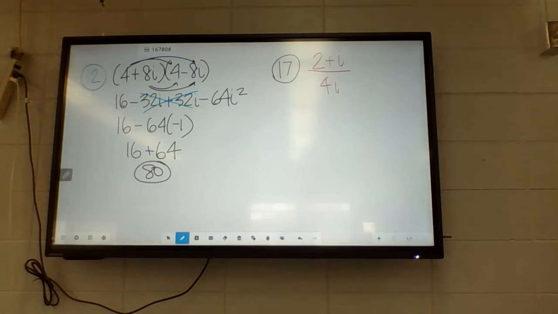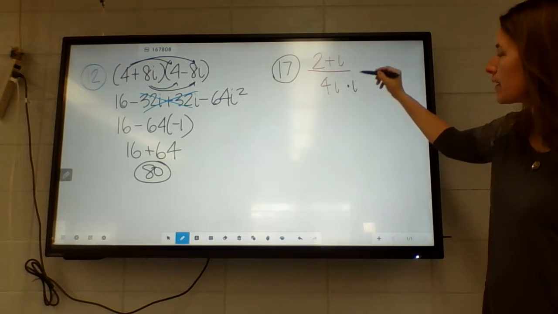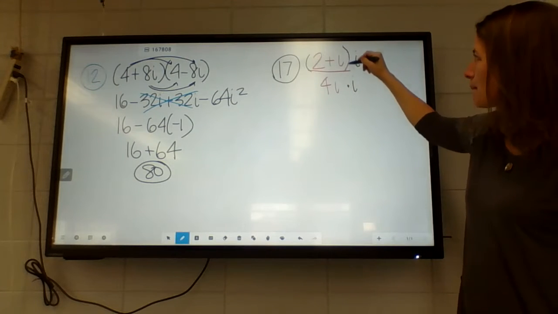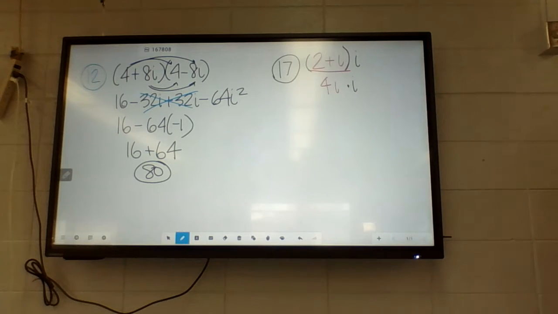So we have (2 plus i) over 4i. Now there's a couple of things you can do here. When it's a single i in the denominator, you don't have to worry about the conjugate because I just want to get the i out of the denominator. So I can just multiply by i in this case. Now if you wanted to multiply by a negative 4i, that would work as well. But I know multiplying by i here is going to make that no longer an i on the bottom. So I'm just going to multiply the top and bottom by i. Now if you multiply by a negative 4i, that's okay. It should still work. It's just a lot more work at the end.